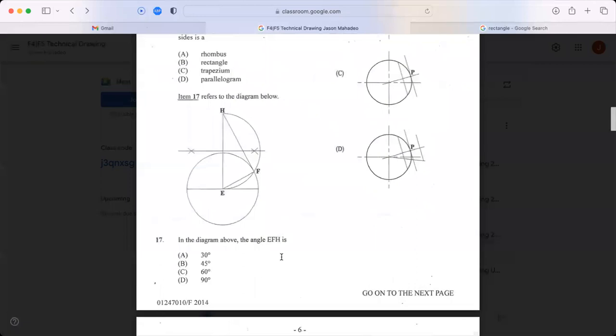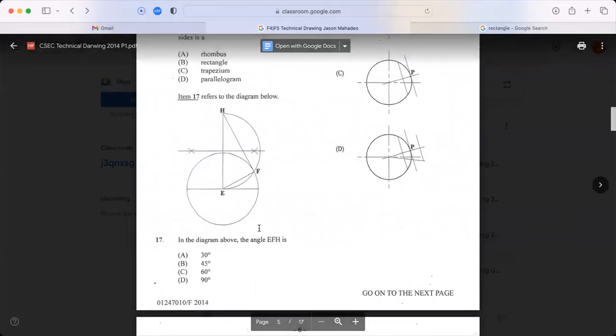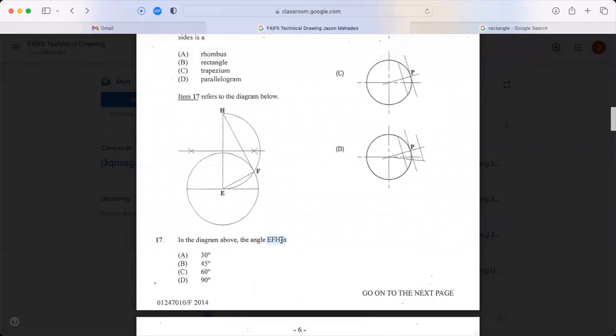Number 17, I put 45 degrees. So angle EFH. Daniel, what did you put? I put D. So the answer is 90 degrees. What you need to be careful about is that whenever you see an angle written out like this, the angle you're usually looking for is the letter in the middle. So the F. In this case, F is 90 degrees.